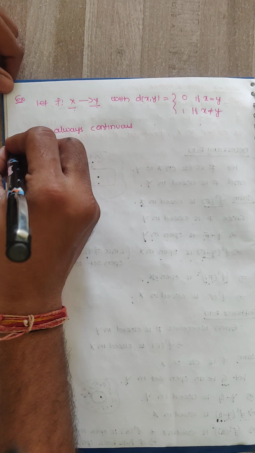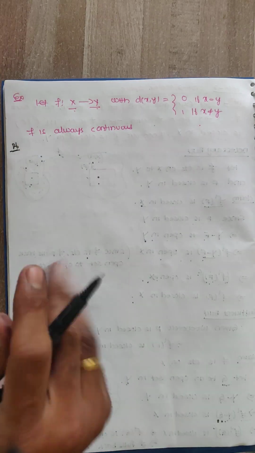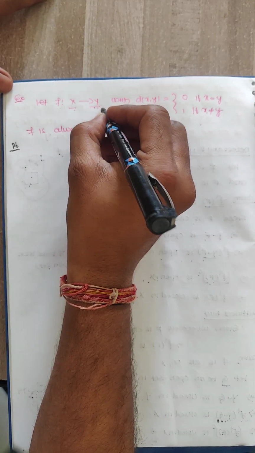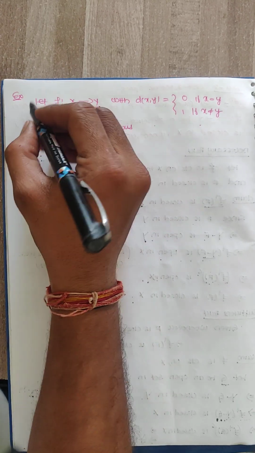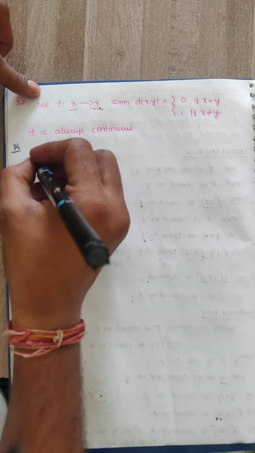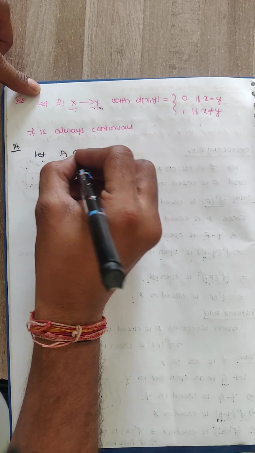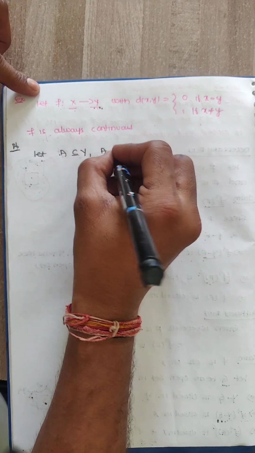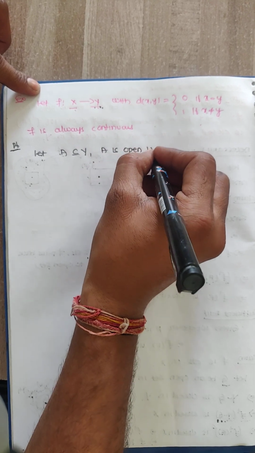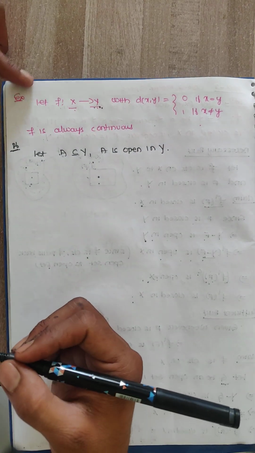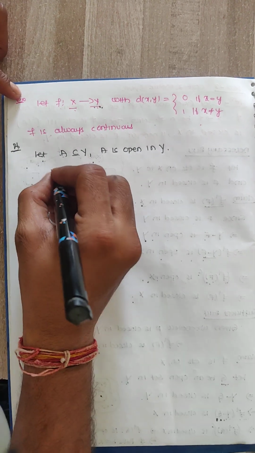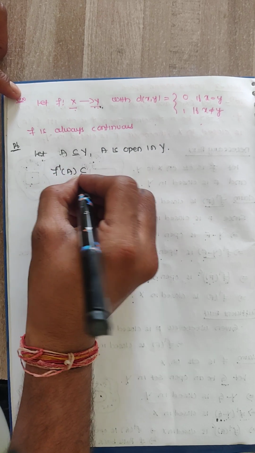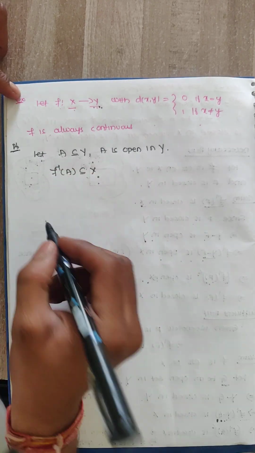If it is with discrete metric, then f is always continuous. Okay, we have to prove that f is continuous. Very simple. We take a subset of Y which is open. Need to prove that f inverse A is open in X. Let A be a subset of Y, A is open in Y. Need to show that f inverse A is open in X. Pulls back open set to open set means continuous. Now f inverse A is surely a subset of X because it is an inverse image.